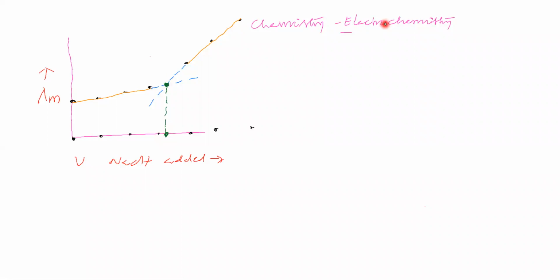Once the equivalence point is over, the experiment is over. This experiment is in order to get the equivalence point only. For what sake do we do this conductometric titration? In order to get the equivalence point, and that equivalence point we got. Okay, we will go for the next titration.